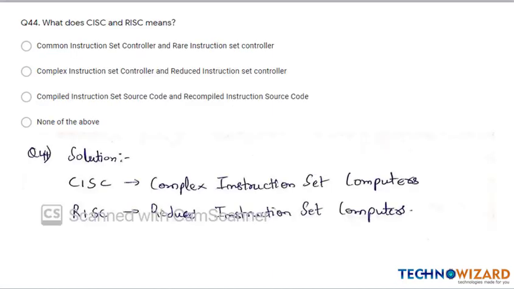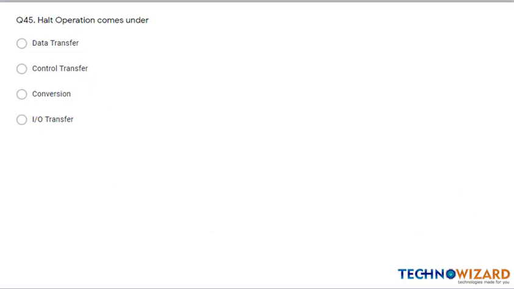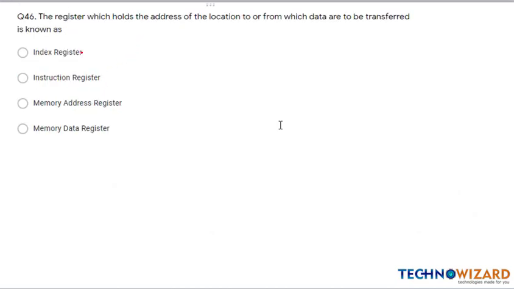Question number 44. This is based upon computer fundamentals. CISC and RISC. CISC is complex instruction set computers and RISC is reduced instruction set computers. Therefore, none of the above is the correct answer. Question number 45. Halt operation comes under control transfer. Option B is the correct answer.